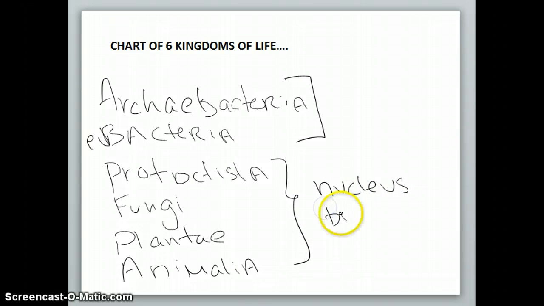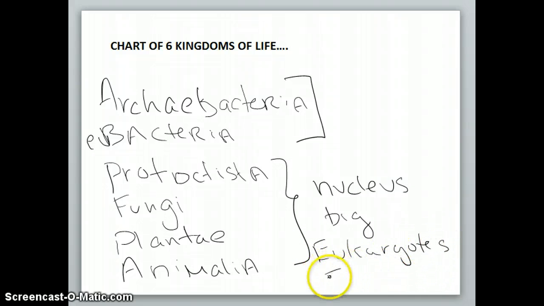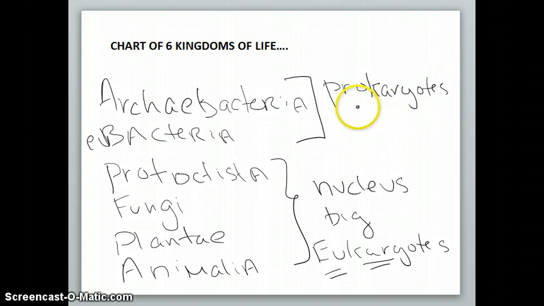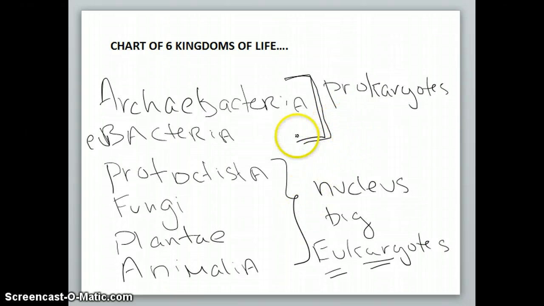These cells are bigger, and we call these the eukaryotes, meaning they have a true kernel, a true nucleus. These don't. These are the earliest forms of life, and these were on the planet long before eukaryotes. Pro means before. This is before the kernel. You can think of a prologue as in the beginning of a book, but these were on the planet for 3 billion years before any eukaryotes. And most of our planet actually is bacteria. So believe it or not, these guys are the most important.